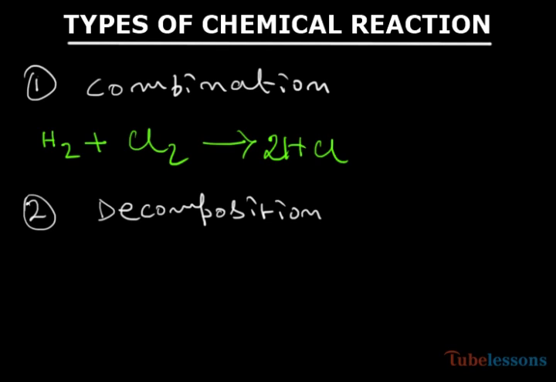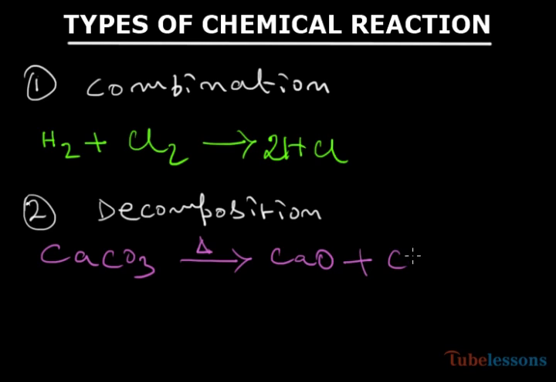Let us give an example. When calcium carbonate is heated strongly, it dissociates or decomposes into calcium oxide and carbon dioxide. This is called a decomposition chemical reaction. Since carbon dioxide is a gas, I write an upward arrow next to CO2. This indicates CO2 is a gas.